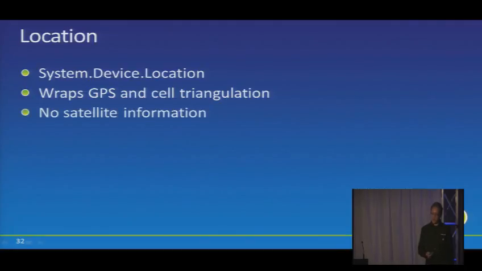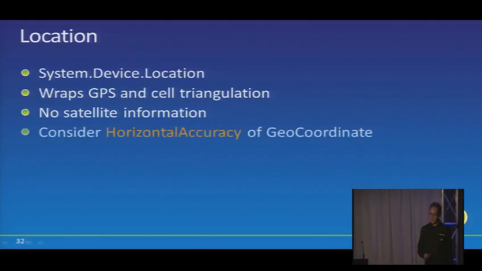You don't get, like the old GPS API, any of the satellite information, so you don't know if your fix was based on 4 satellites, 5 satellites, or whatever. So what you really need to do is to check the horizontal accuracy of the return data. And that gives you a value in meters. So it gives you an idea of whether you're looking at a whole cell site or whether you're looking at a couple of meters for a really good GPS fix.